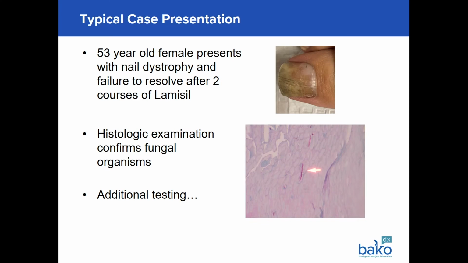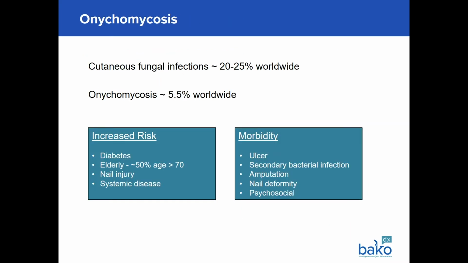We'll start with a basic case study. This is the kind of thing you see in your practices all the time. This was a 53-year-old female. She had long-standing nail dystrophy and had already failed 2 courses of oral terbinafine. Histologic examination identified fungal elements, and additional testing was done on this patient, and we'll get to the results of that a little later.